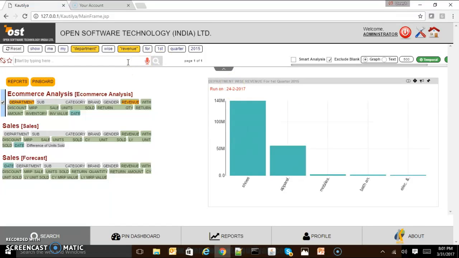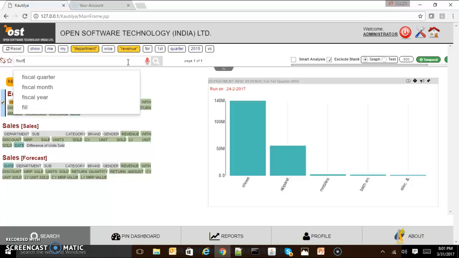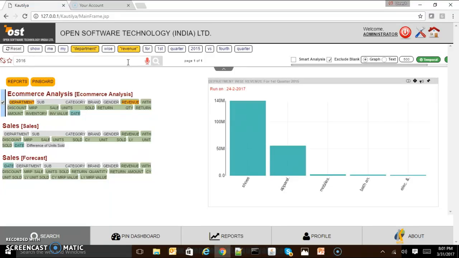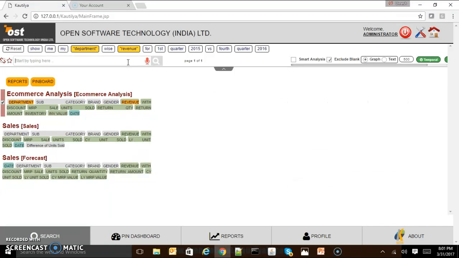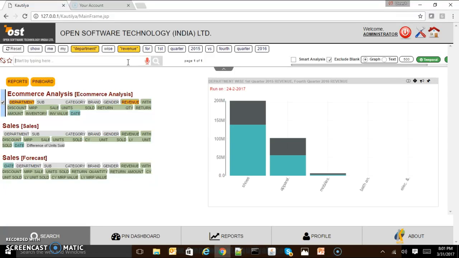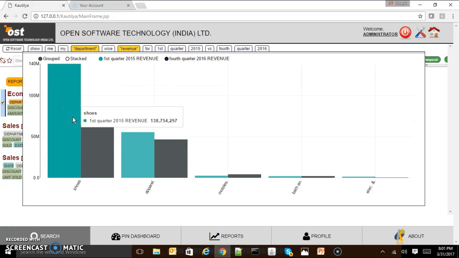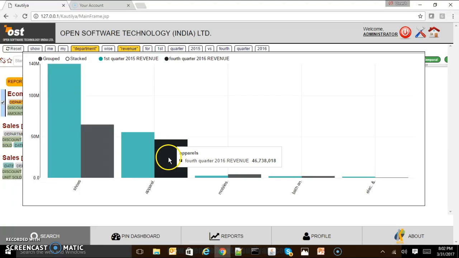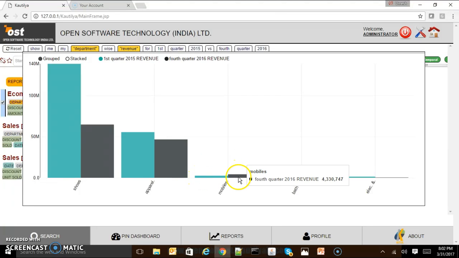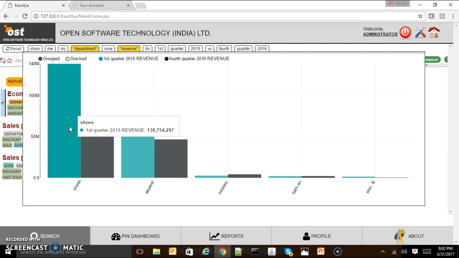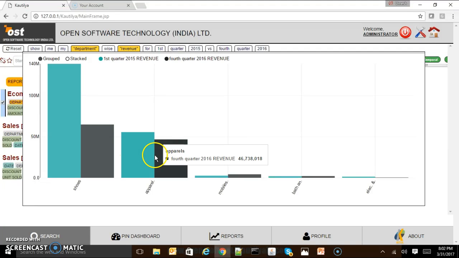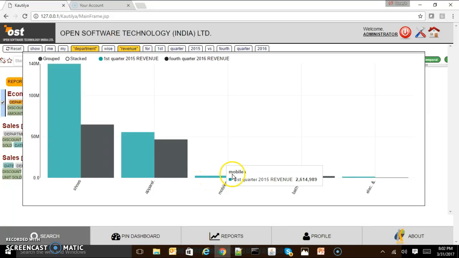What happens if I want to compare this? So I'll say versus, let's say fourth quarter 2016. Now if you notice, the fourth I've written differently now. Let's see if it can understand this also. Yes, it does. So now let me zoom this and group it. So now I can see what is my first quarter 2015 revenue and my fourth quarter 2016 revenue. And now I can clearly see that my shoes I seem to have done badly, and apparels, and then in small things like mobile, etc. I seem to have done better.